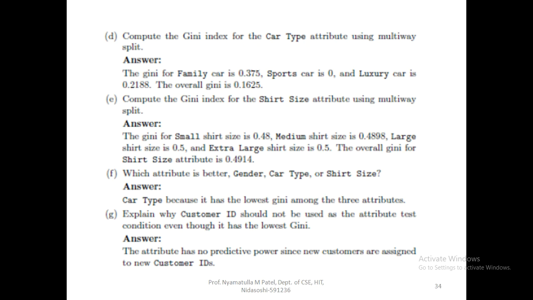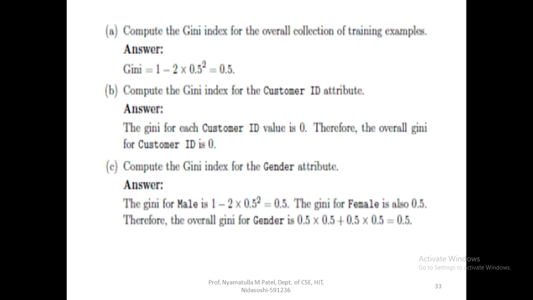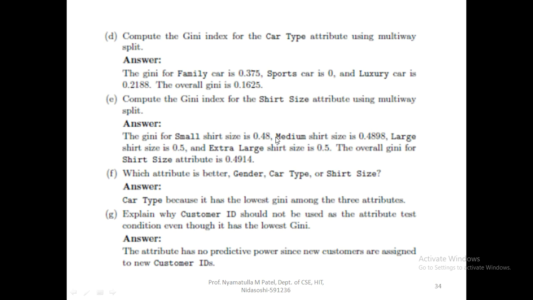So, now coming to the Gini index for the car type attribute using multi-way split. Here, following the same formula for the Gini index. The Gini index for the family car is 0.35 and sports cars is 0, whereas luxury car is 0.2118 and the overall Gini if you add it will be 0.16.